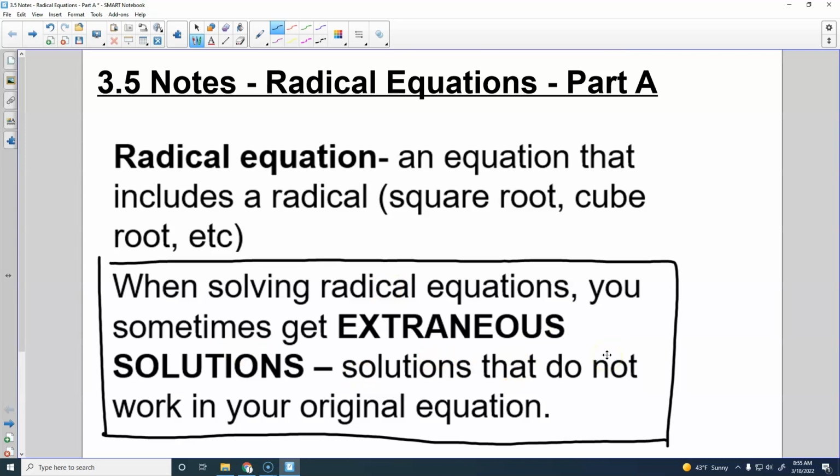So we have seen extraneous solutions before. I may or may not have called them that. Whenever we were doing rational equations, sometimes we would get an answer like x equals 1, but when you plugged 1 back in, it gave you a 0 in that denominator. So you had to check that as well. But extraneous solutions are not that common with rational equations. They are very common with radical equations. So it's going to be really important that we check our answers on these.